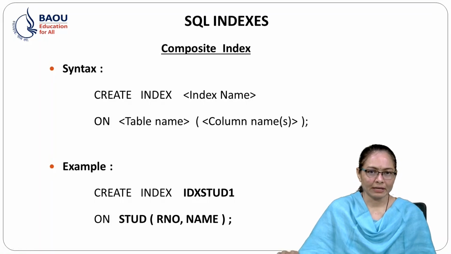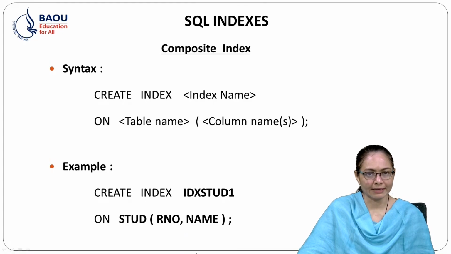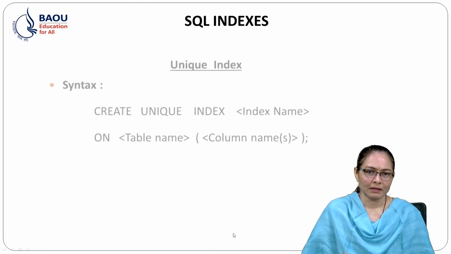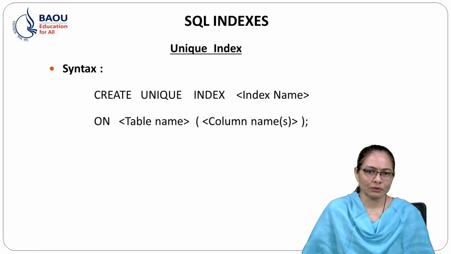Suppose in an employee table, we want to create the index on employee ID and employee name. So how can we write it? Create index, index name, on employee table name, in the bracket employee ID comma employee name, bracket over, and then semicolon.